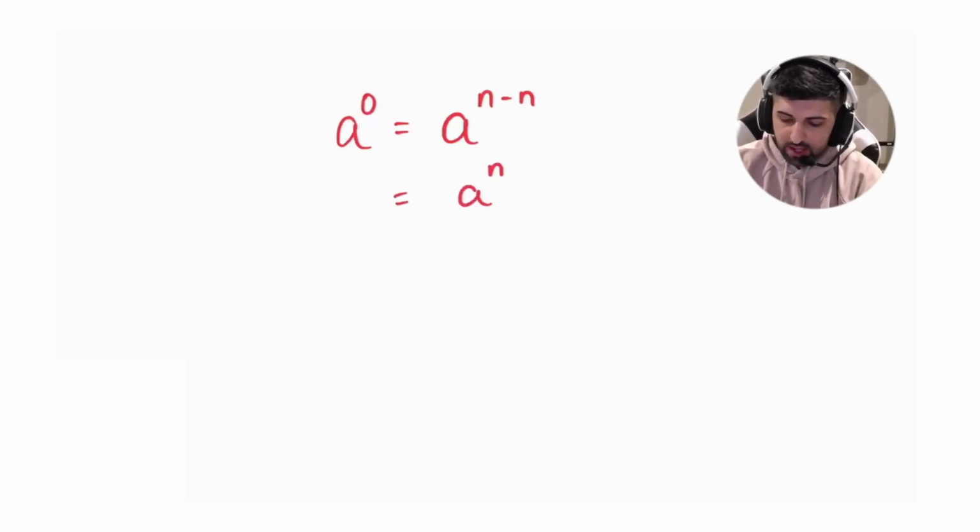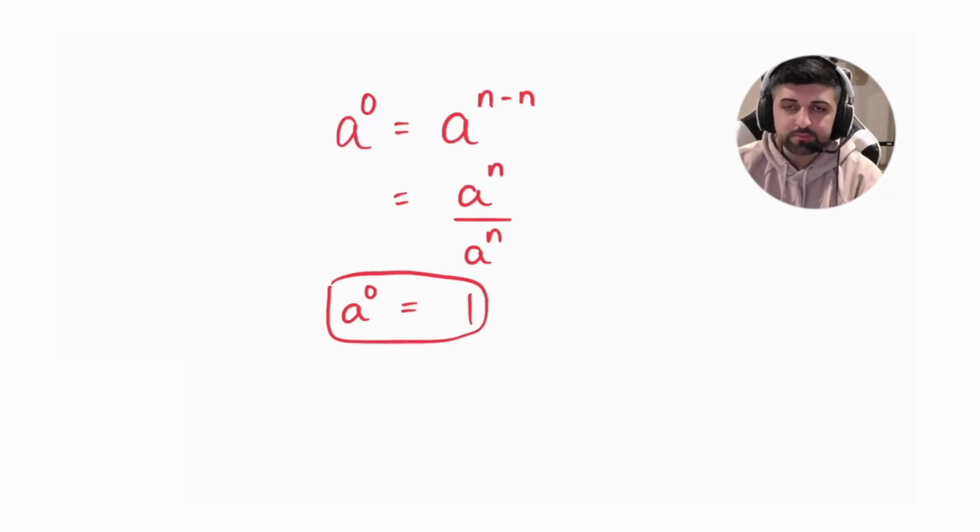I can also do it this way. I could say, okay, a to the 0 is equal to a to the n minus n, 2 minus 2, 1 minus 1, whatever you want. That's going to be a to the n divided by a to the n. Since both of these are the exact same, that reduces to 1. There you go.